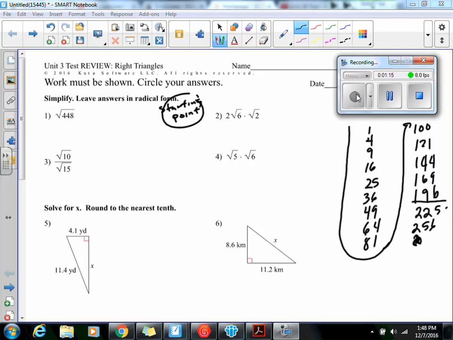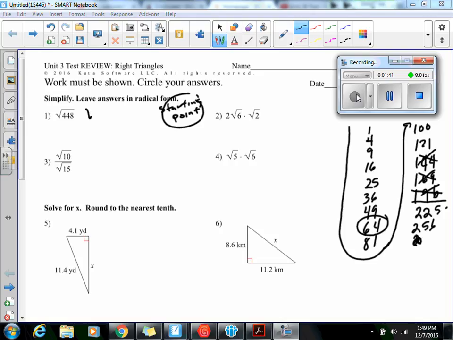I'm going to try 144. It's not going to work. 169 won't work, 144 isn't going to work. To save some time, I know that the first number that's going to work going up my list is 64, because I want the biggest square factor. If you start with 4, yeah, 4 works, but it's going to take you so many steps to keep simplifying that I just don't want to do that.